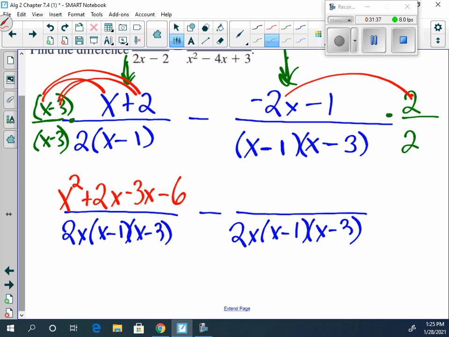Now over here, we're going to multiply both of these by 2, which is a little bit easier. Negative 2x times 2 would be negative 4x. And negative 1 times 2 would be negative 2. Any questions on any of this so far? Okay.